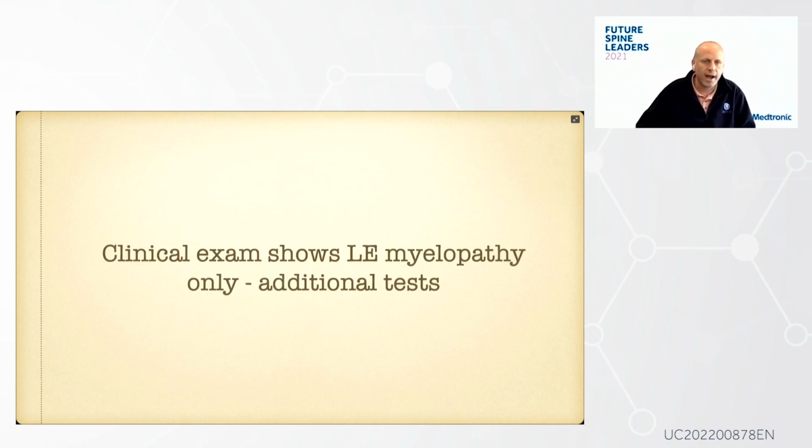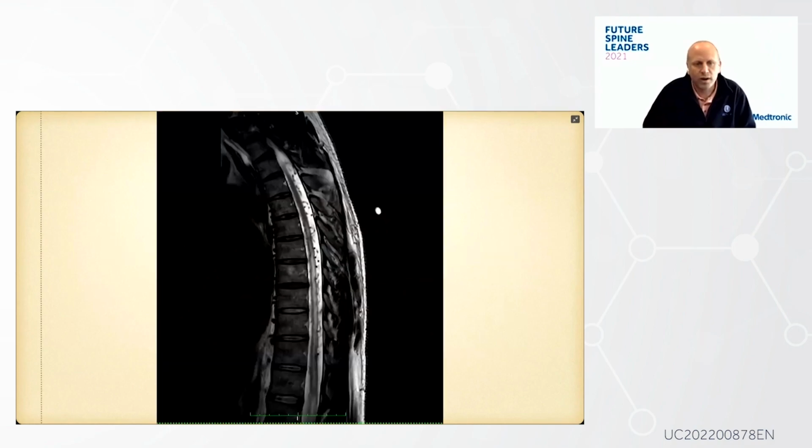So I ended up ordering a thoracic MRI scan to rule out multiple sclerosis or a thoracic cord compression. And what did I find? A thoracic AVM. On the sagittal T2 images, you can see edema within the spinal cord. You can see the multiple enlarged veins. And this patient had a type 4 dural AVM and went to surgery.